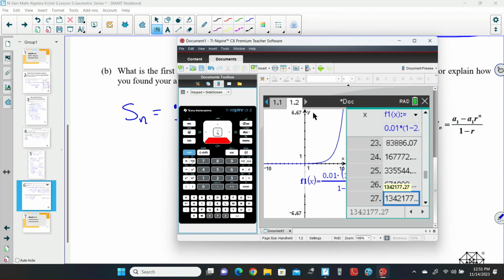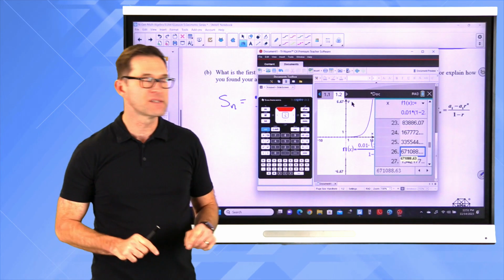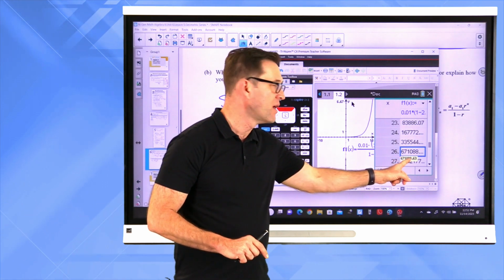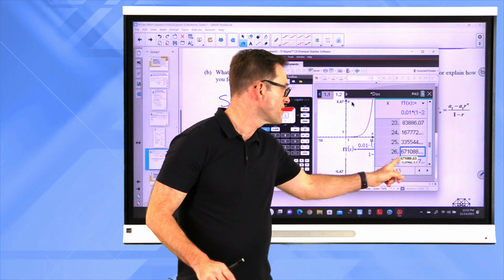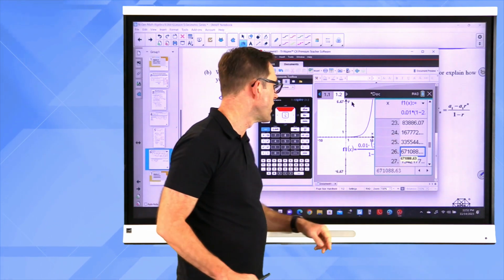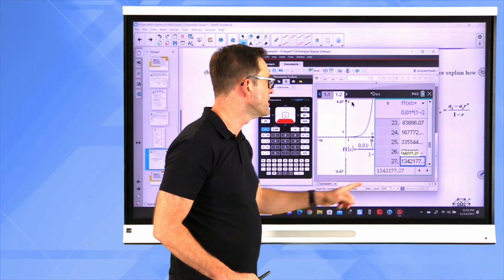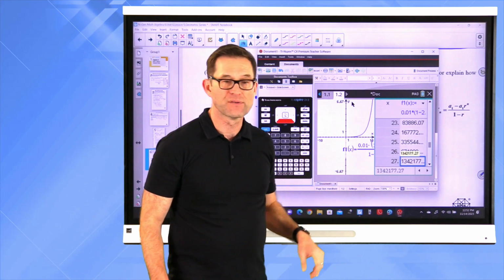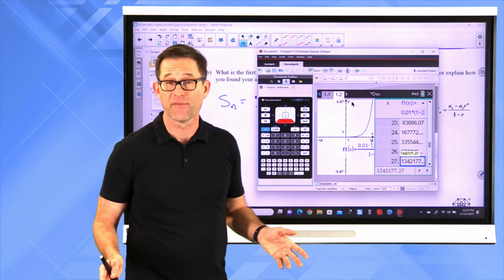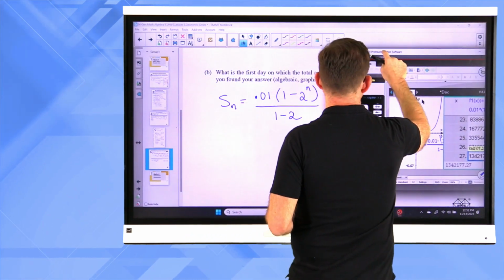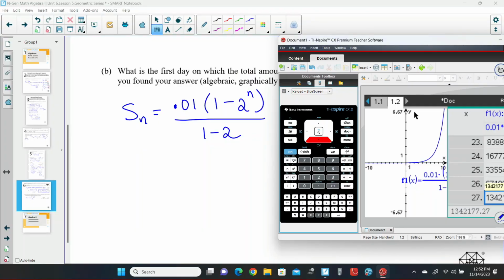And in fact, what I can see is that after 26 days, the amount saved is $671,088. So I'm getting very close there. And as soon as I go to the 27th day, I'm at $1,342,177. All right, so the table to me is a fantastic way of doing this problem.